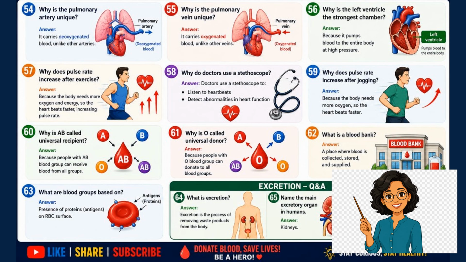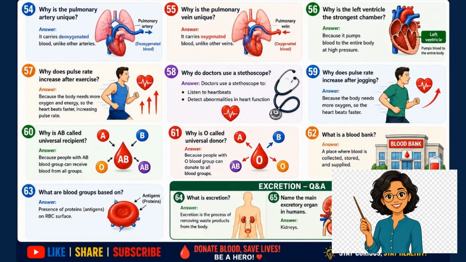Question 54. Why is the pulmonary artery unique? The answer is, it carries deoxygenated blood, unlike all other arteries. Question 55. Why is the pulmonary vein unique? The answer is, it carries oxygenated blood, unlike all other veins. Question 56. Why is the left ventricle the strongest chamber? The answer is, because it pumps blood to the entire body at high pressure.